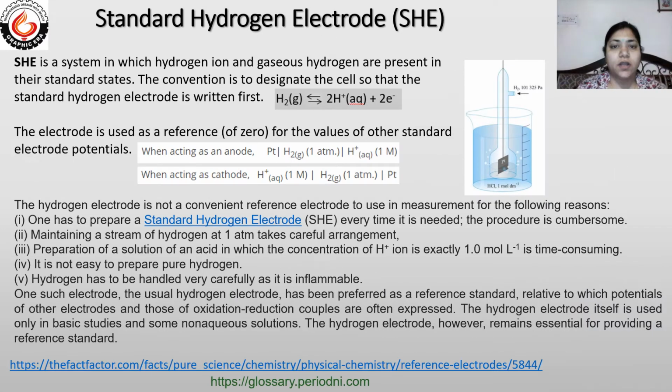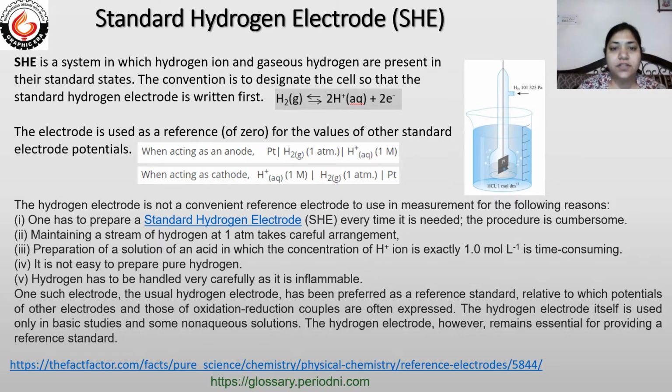Standard hydrogen electrode. The standard hydrogen electrode is basically a system in which hydrogen ion and gaseous hydrogen are present in their standard state. Standard state means the pressure of the gas is known and the concentration of H plus ion is known. So that is the standard state. The convention is to designate the cell so that the standard hydrogen electrode is written first. Always the standard hydrogen electrode is written first in the cell.